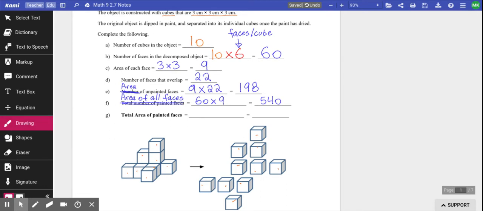If you wanted to then figure out the area of the painted faces, that's as if I took this object when it was all combined together and I painted the outside. I would take the area of all the faces, which is 540. I would subtract the area of the unpainted faces, which is 198, not 90. And that would give me my painted faces total. What'd you get when you put that in there? 342? Yeah. Thank you.